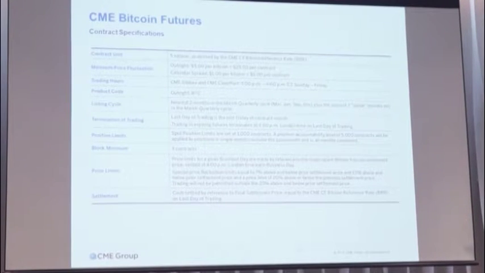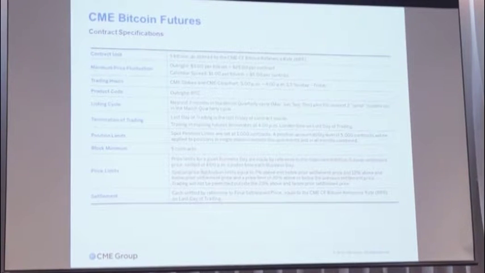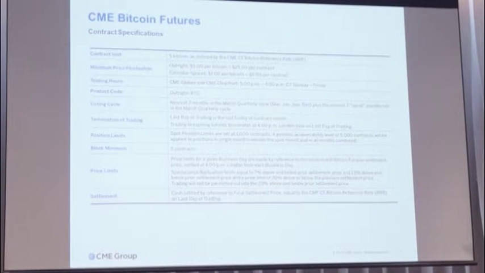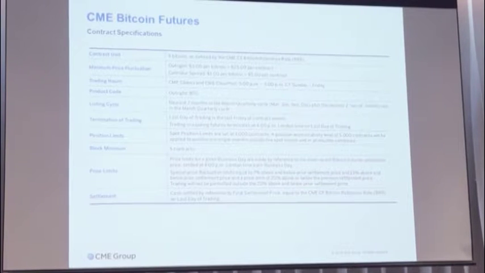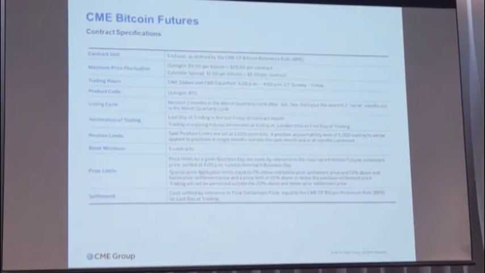So here they are. One contract constitutes 5 Bitcoin, and that's defined by the CME CF Bitcoin reference rate. The minimum tick fluctuations are $5 per coin or $25 per contract. It's trading on Globex during our regular Globex hours, 5 p.m. Chicago time to 4 p.m. the following day. You can look up the product code is BTC.